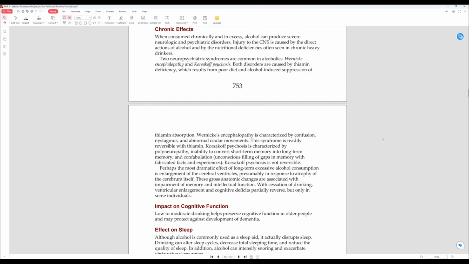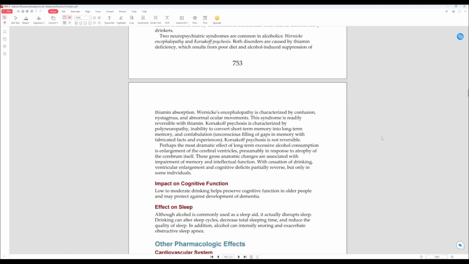Korsakoff's psychosis is characterized by polyneuropathy, inability to convert short-term memory into long-term memory, and confabulation. Korsakoff psychosis is not reversible. Perhaps the most dramatic effect of long-term excessive alcohol consumption is the enlargement of the cerebral ventricles, presumably in response to atrophy of the cerebrum. These gross anatomic changes are associated with impairment of memory and intellectual function. With cessation of drinking, ventricular enlargement and cognitive deficits partially reverse, but only in some individuals.